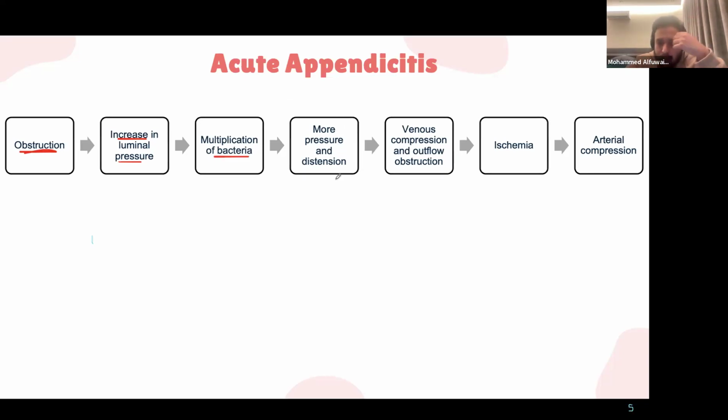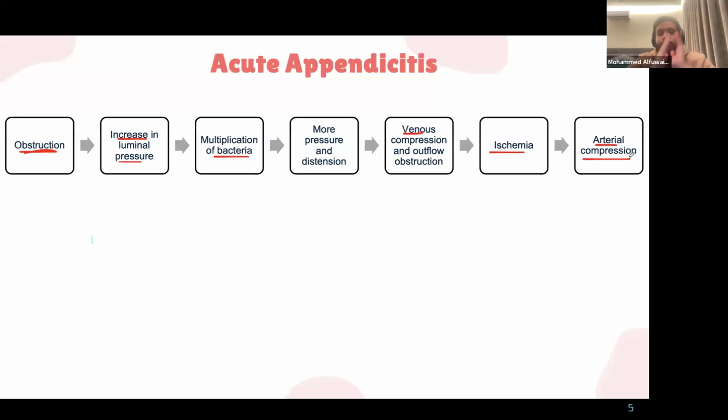Then you have more pressure distension, which will allow venous compression because the veins have very thin walls and don't have musculature, so they can be easily compressed. When this compresses, it will cause outflow obstruction, which will allow blood to just stay there, which will then lead to ischemia. With ischemia, you have arterial compression.